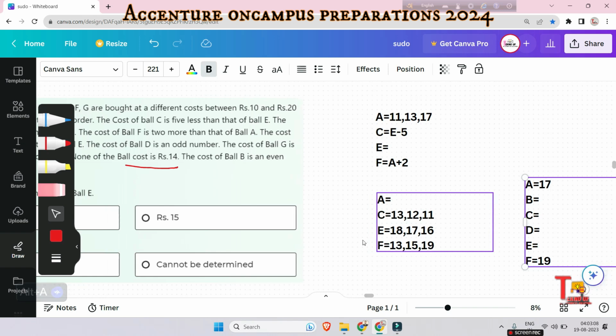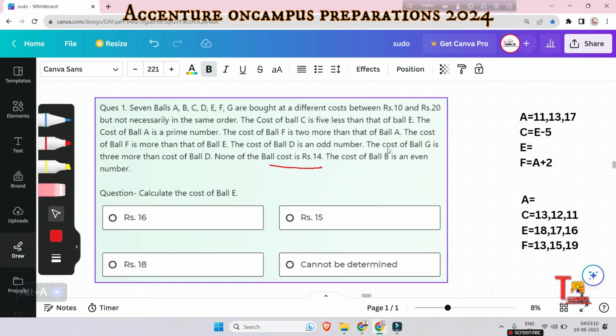So now let's check the other values. Here it is mentioned that D is an odd number and the cost of ball G is 3 more than the cost of ball D. So G is equal to D plus 3.